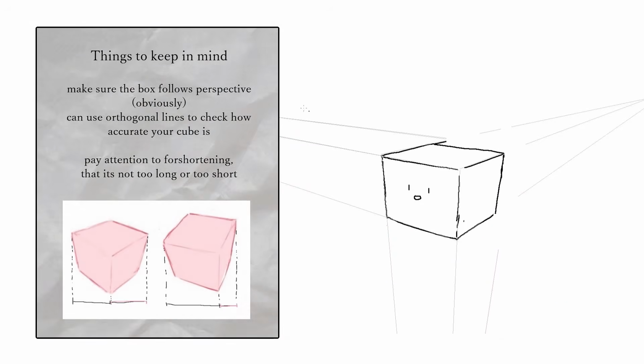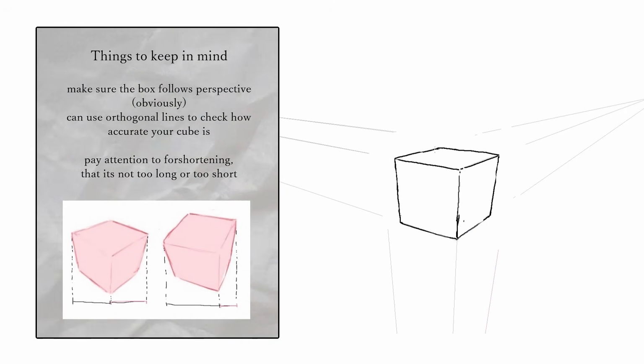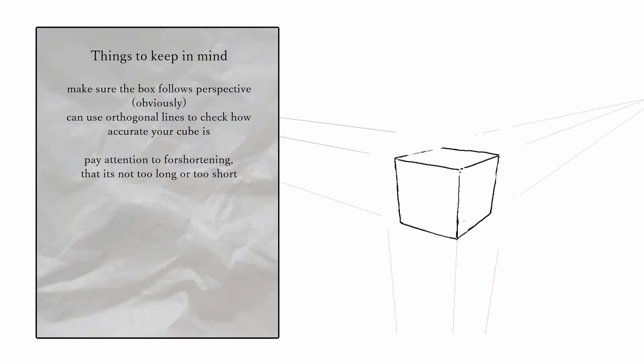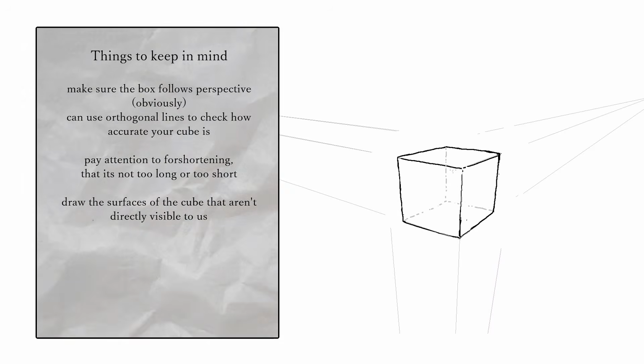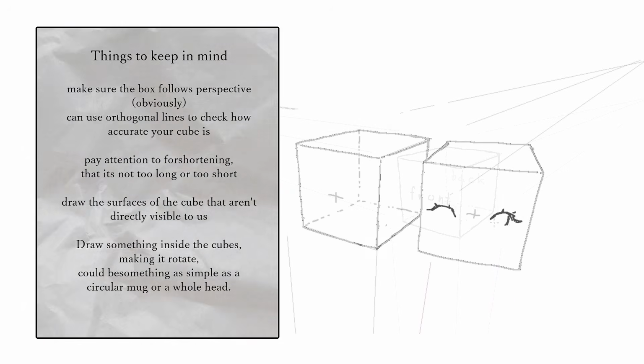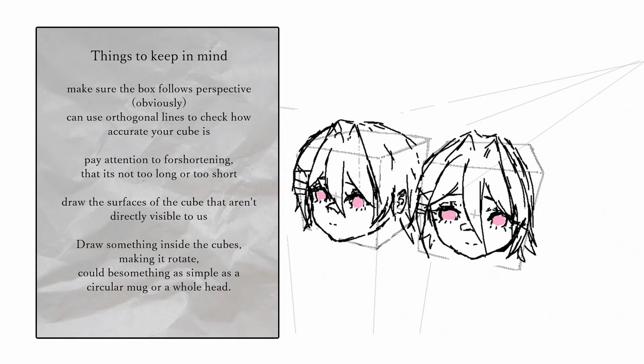Like I said before, we have a habit of accidentally drawing the foreshortening a bit too long. So if you don't pay attention, well, then it might look deformed and doesn't look like a cube at all. A cube is supposed to have 6 equal-sized faces. You can even push this exercise a step further. You could draw the sides of a cube which are invisible, like some sort of X-ray vision. You could also take it a step further and put something inside the cube, maybe a mug or a head.